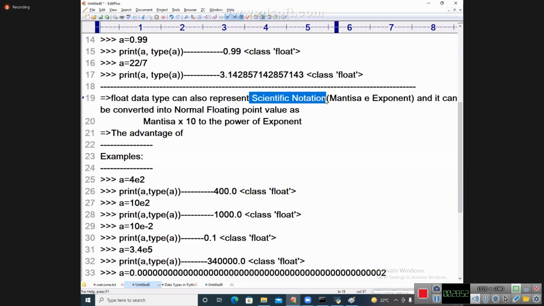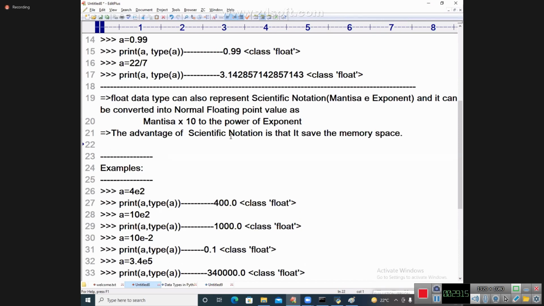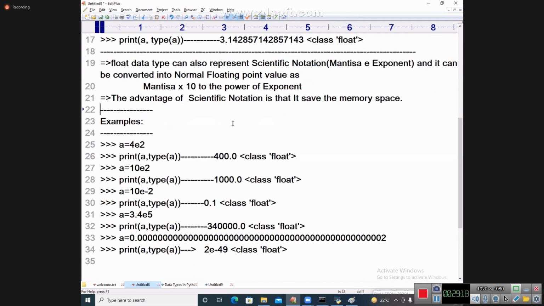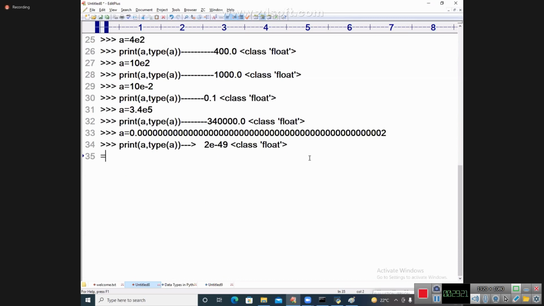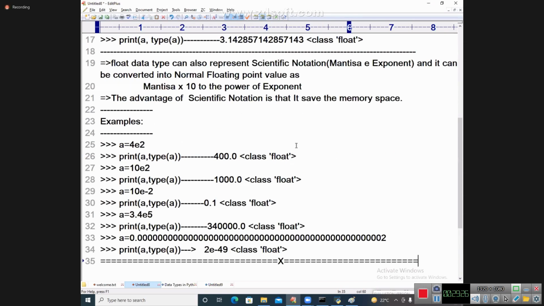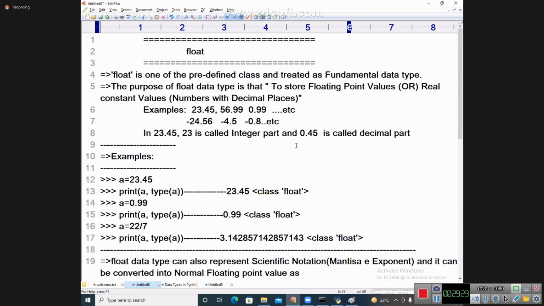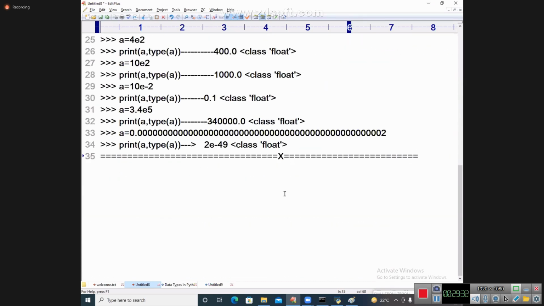The advantage of scientific notation is that it saves the memory space. Rather than writing a very long 0.00000 and so on, if I want to go for it, it saves the memory space. Right. Then this comes under what type of data type? Floating point data type. Moreover, students, floating point data type never supports other number systems.